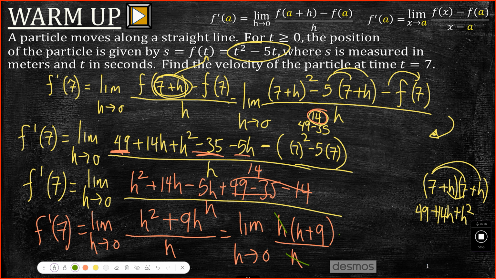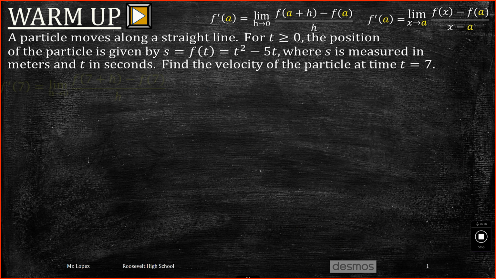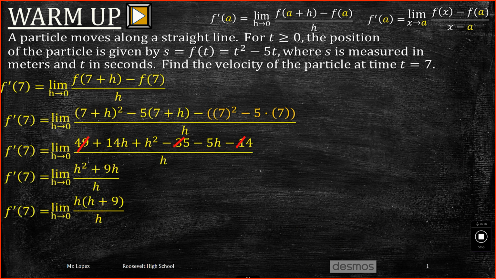Now we can substitute h equal to 0. So we've got the limit as h approaches 0 of h plus 9. We can just plug in h is 0, and it will give you 9. So to answer the question, what's the velocity of the particle at time t equal to 7? The velocity is 9 meters per second, which is the rate of change, or the velocity at that point. Okay, good.